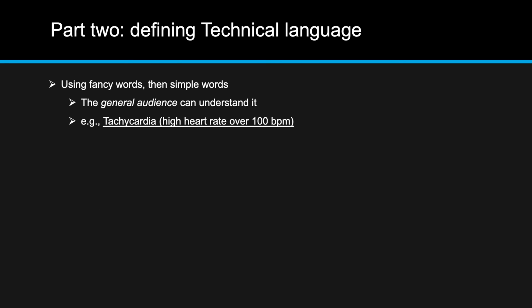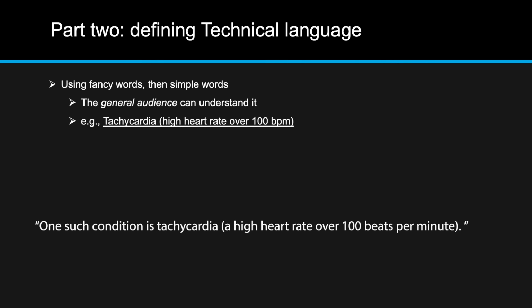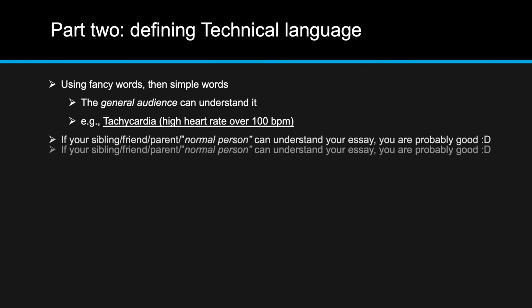One such example can be tachycardia. I'm like 90% sure you don't know what that means. Neither did I until I found the definition. It simply means a high heart rate over 100 beats per minute. You just have to define terms and concepts like this. What I like to do is use the term in a sentence and then after the term have a bracket that has the definition in it. As a rule of thumb, if your parent, friend, or sibling can mostly understand your writing, you should be good.